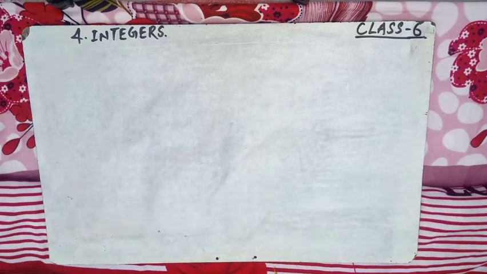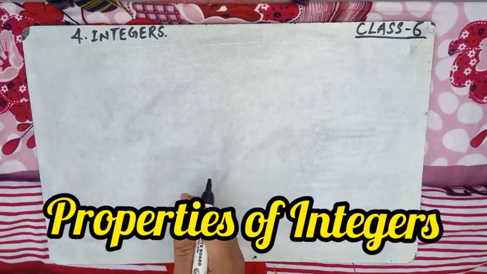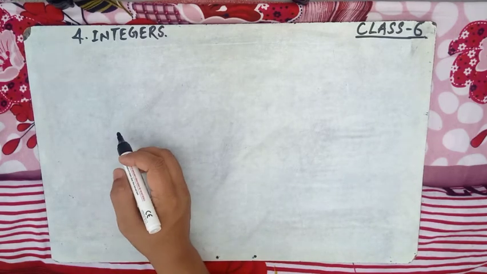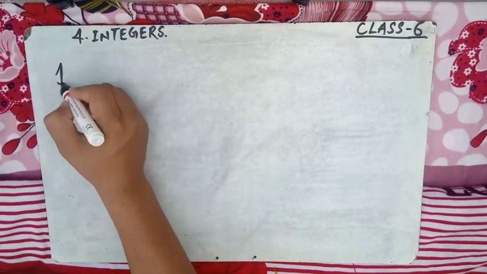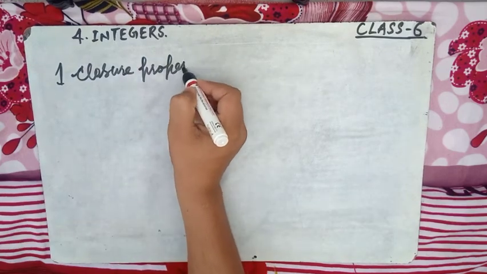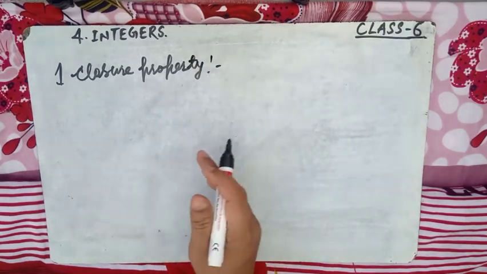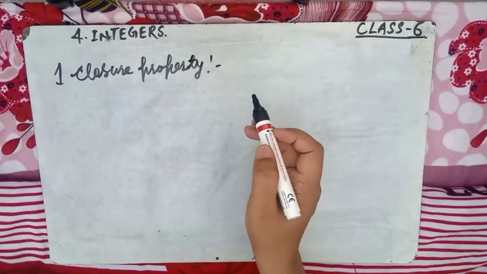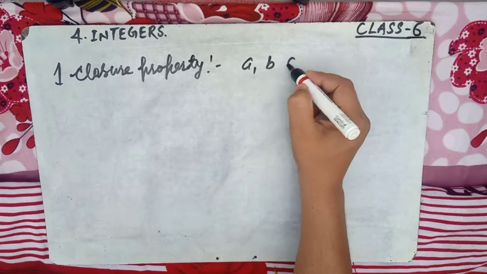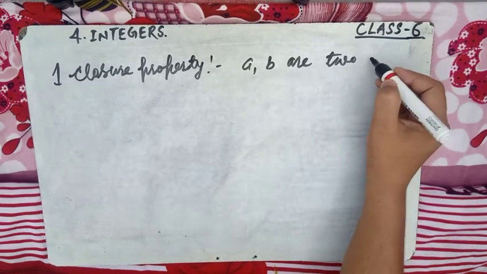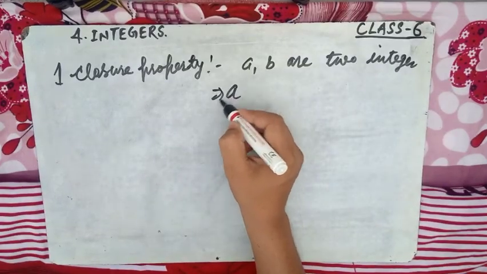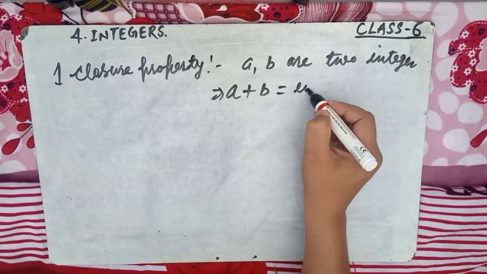So, properties of integers. Here the first property is the closure property. Now this property says the sum of any two integers is always an integer. Suppose a and b are two integers, then a plus b is also an integer.